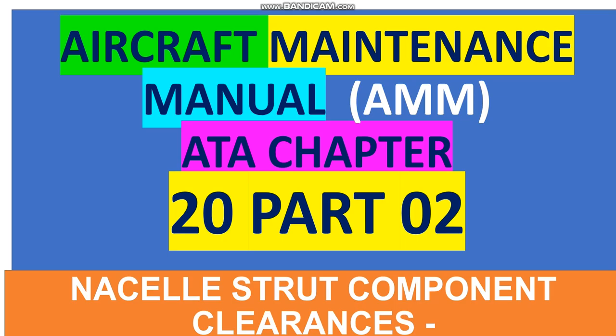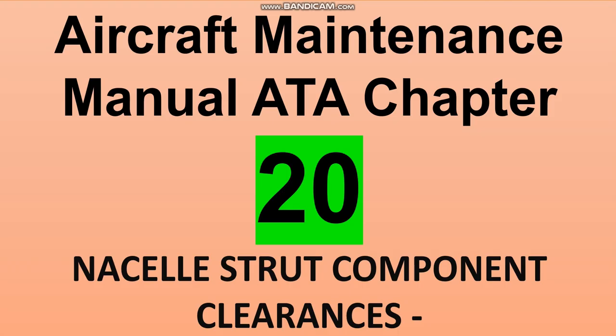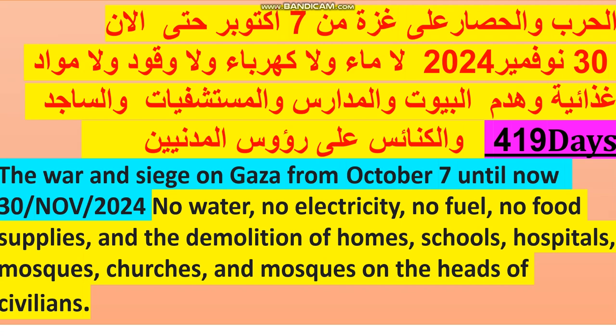I will continue in this video the part 2 of chapter 20 of the Aircraft Maintenance Manual. This subject now, nacelle strut component clearances. This is the maintenance manual at chapter 20, nacelle strut component clearances. Please stop this video and read this information.